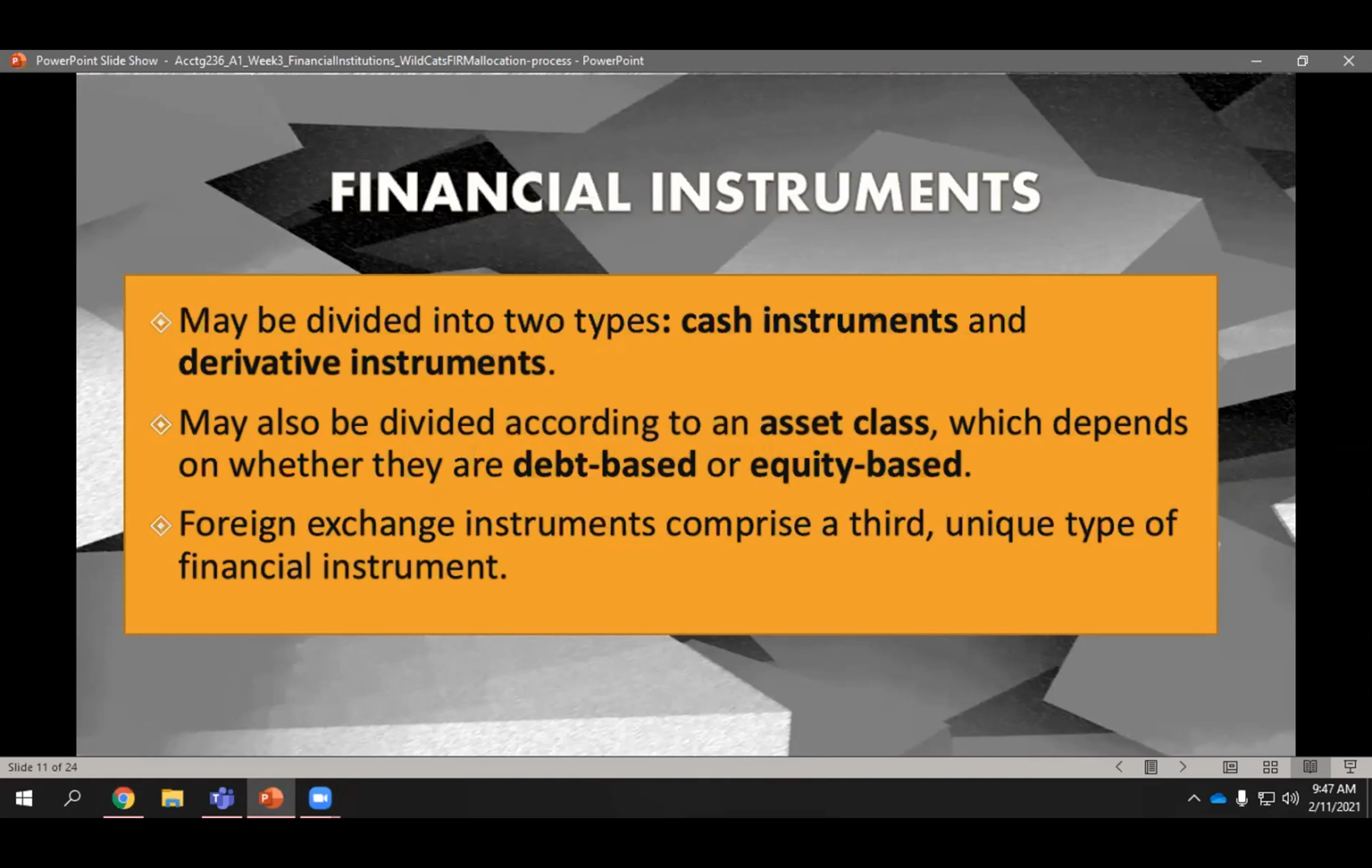Next, we have derivative instruments. It can be over the counter and it is reliant upon underlying financial instruments. Examples of these are interest rates and stocks and bonds. Also, it can be divided according to asset class, which depends on whether it is debt-based or equity-based.